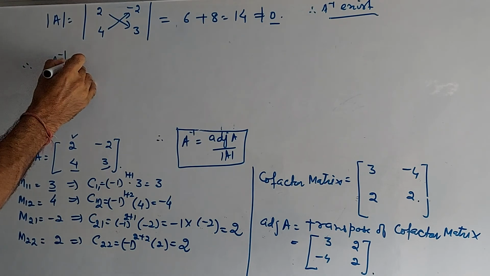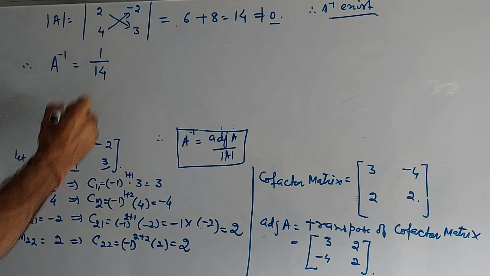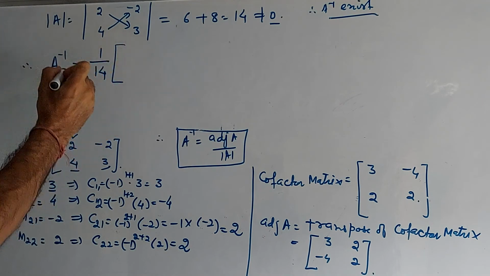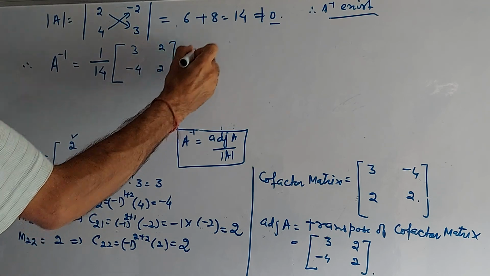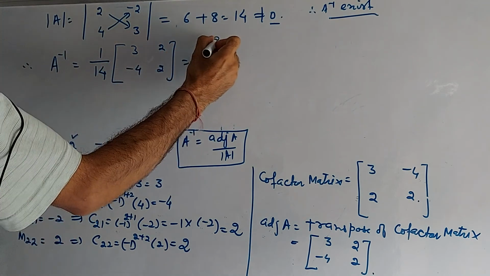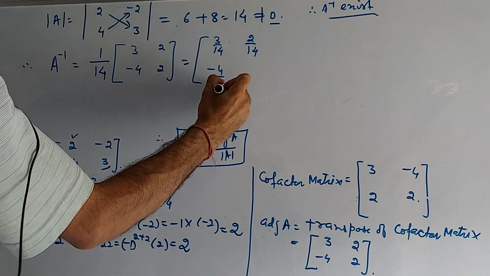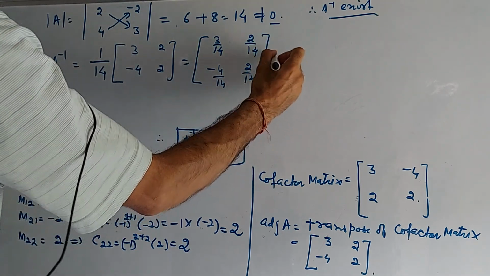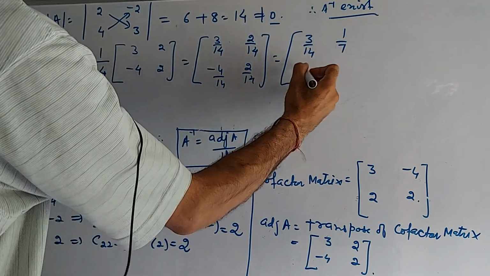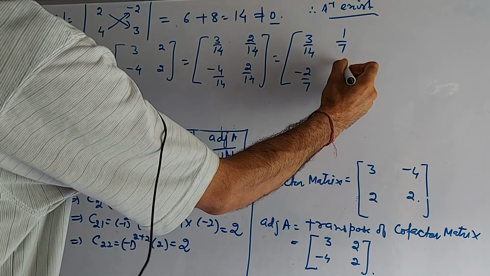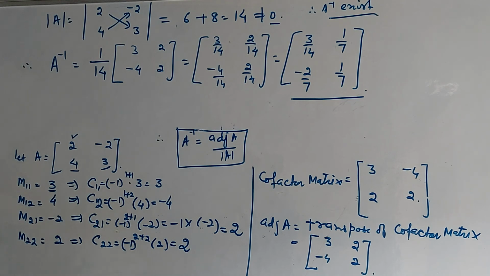Therefore, inverse A will be 1 upon 14. We will put here into adjoint. Adjoint is 3, 2, minus 4, 2, which is equal to 3 upon 14, 2 upon 14, minus 4 upon 14, 2 upon 14. Or we can write 3 upon 14, 1 upon 7, minus 2 upon 7, and 1 upon 7. So this is the required inverse of the given matrix.